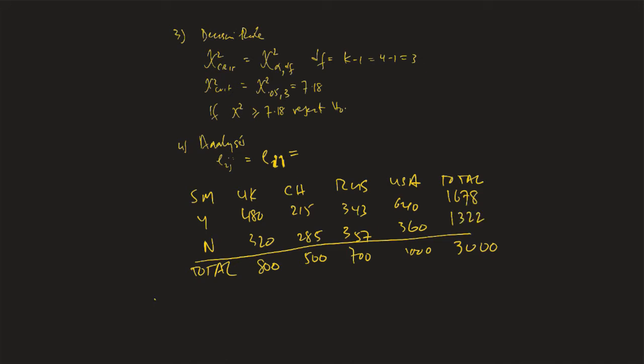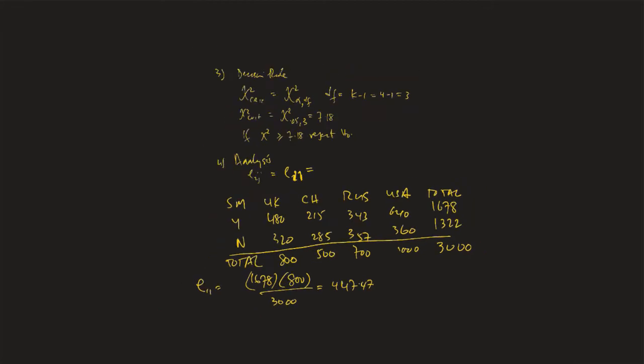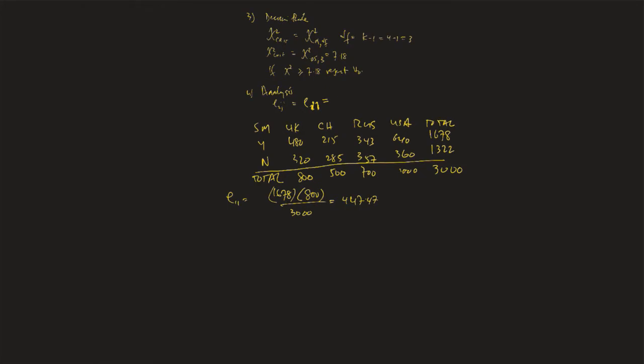So to get E11, I need row 1, which is 1678, times column 1, which is 800, divided by grand total 3000. And that gives us a value of 447.47. All right, so that's our expected frequency, and we could now go and calculate that for each of those cells. And if we did that, we would have the following result.